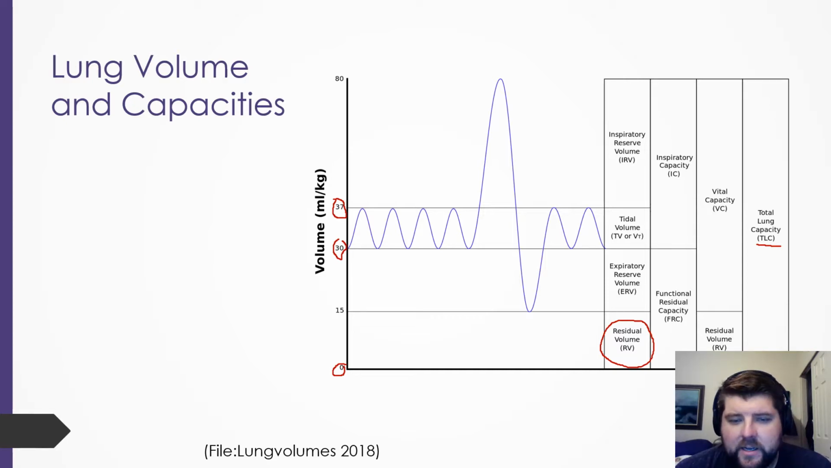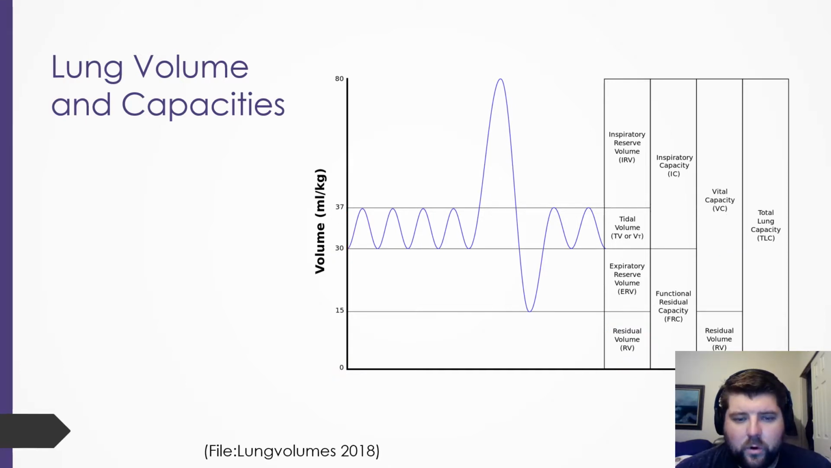So it can be stated that the total lung capacity is the sum of RV plus VC here. So that's the total lung capacity. And then all these are pretty much going to be some mathematical adding or subtracting to figure out what each is.